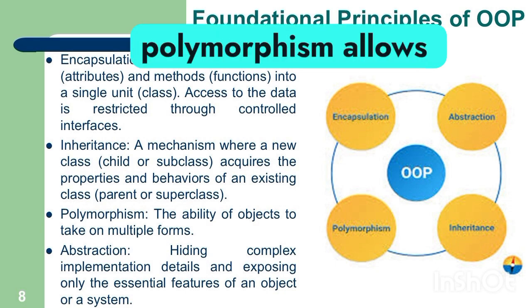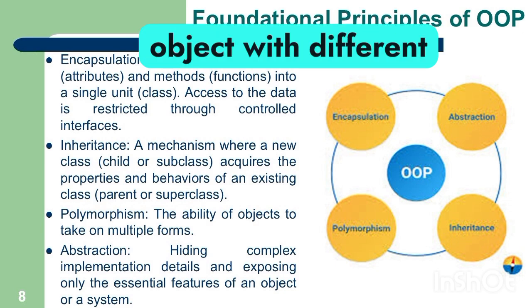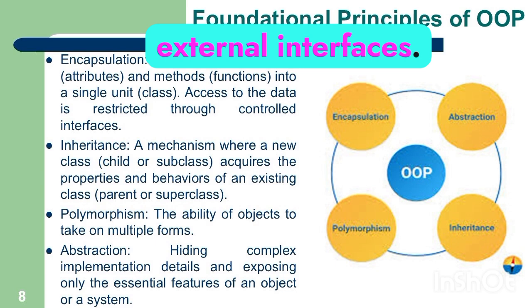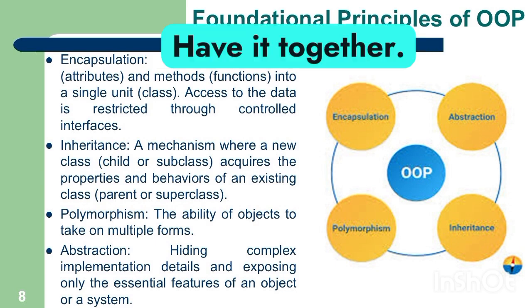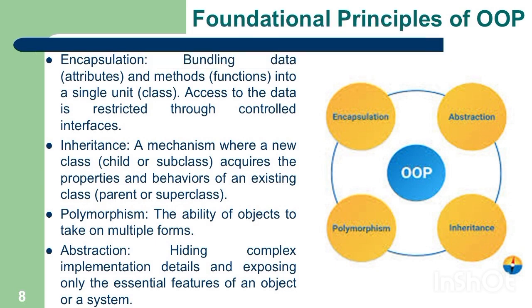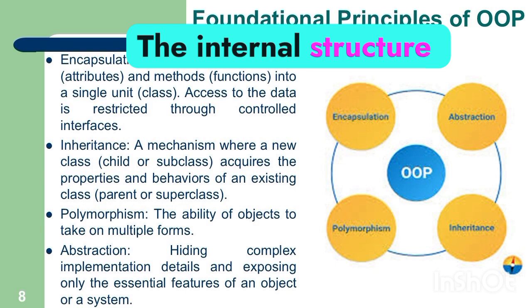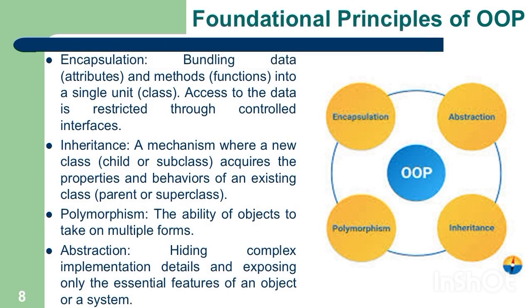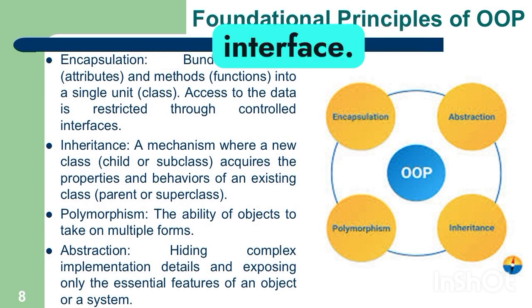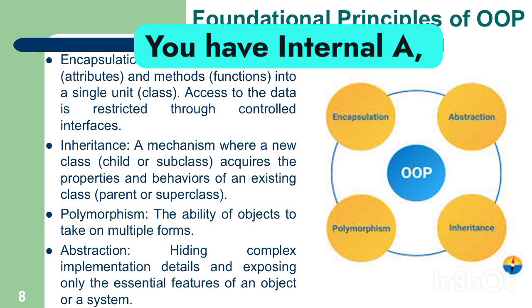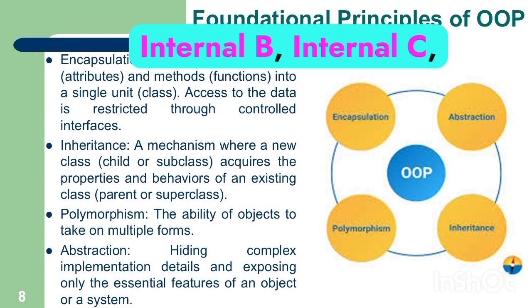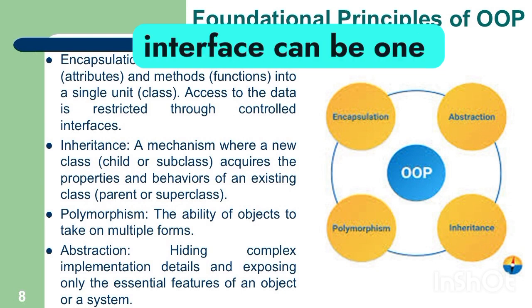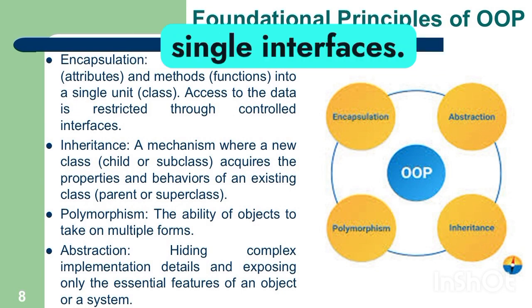This polymorphism allows objects with different internal structures to have a common external interface. Are we together? We need to get this right. Different internal structures have a common external interface. You have internal A, internal B, internal C, and then the external interface can be one single interface.